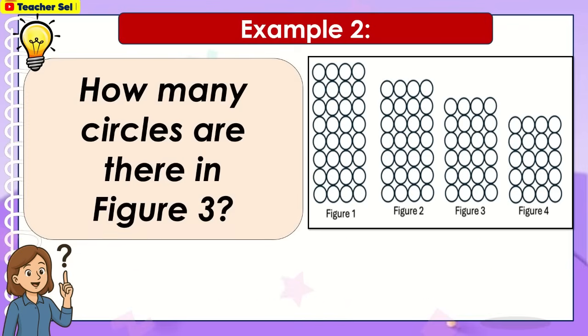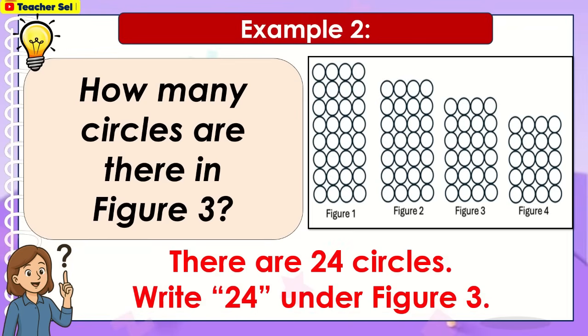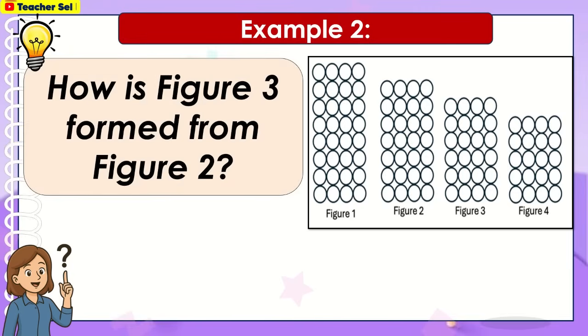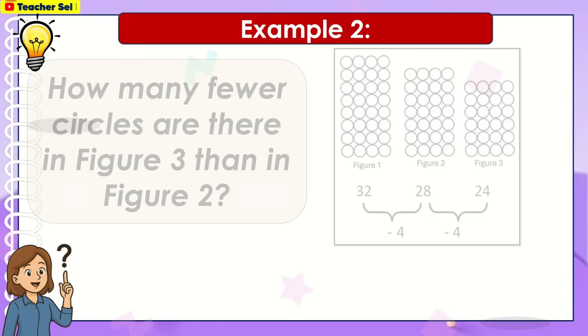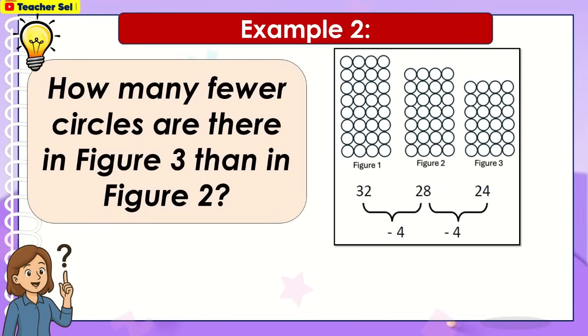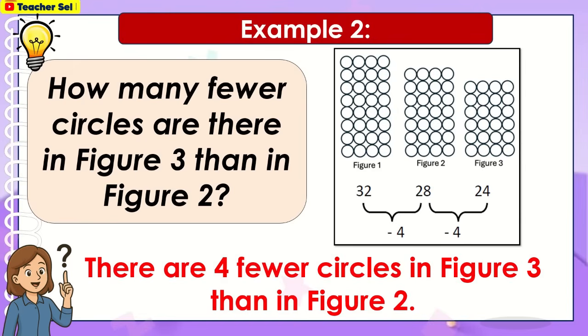How many circles are there in figure 3? There are 24 circles. Write 24 under figure 3. How is figure 3 formed from figure 2? One row of 4 circles is removed from figure 2 to form figure 3. How many fewer circles are there in figure 3 than in figure 2? There are 4 fewer circles in figure 3 than in figure 2.